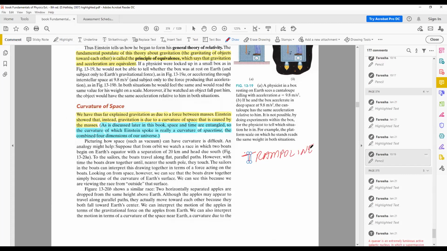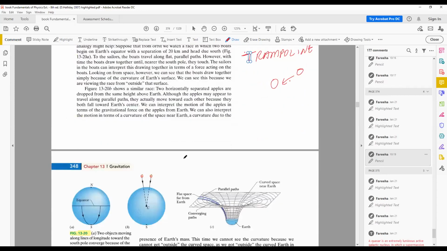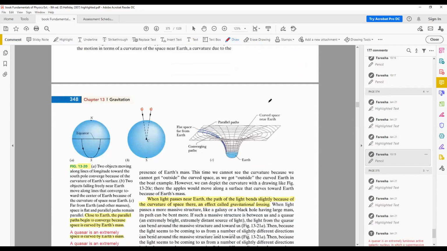Children normally jump on trampolines. It's a stretchable surface, like a balloon membrane or a rubber membrane or a trampoline membrane, and if you put a body on such a surface, it stretches. If you throw two balls onto this membrane, you will see that the two balls will fall towards each other. So this is the concept of curvature of space, and that's how Einstein described gravitation.